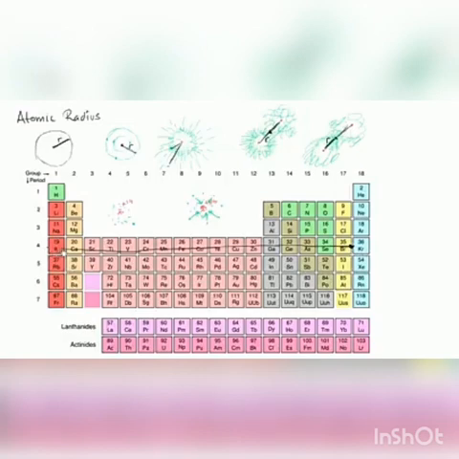And so the general trend is that you are getting smaller as you go to the right in a period. And that's the reason why the element with the smallest atom is not hydrogen, it's helium. Helium is actually smaller than hydrogen depending on what technique you use to measure it.